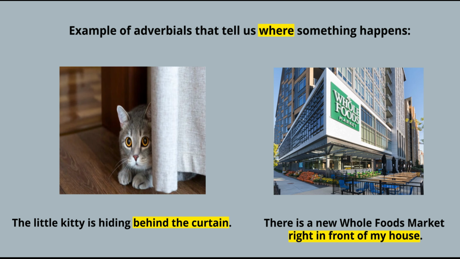Examples of adverbials that tell us where something happens. So, in the first image, what can you see? You can see a cat hiding behind the curtain, right? The little kitty is hiding behind the curtain. Here, behind is the preposition, the is an article, curtain is the noun, object of the preposition. So, behind the curtain would be an adverbial.